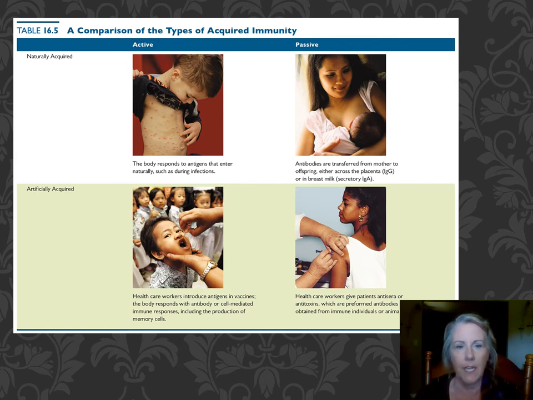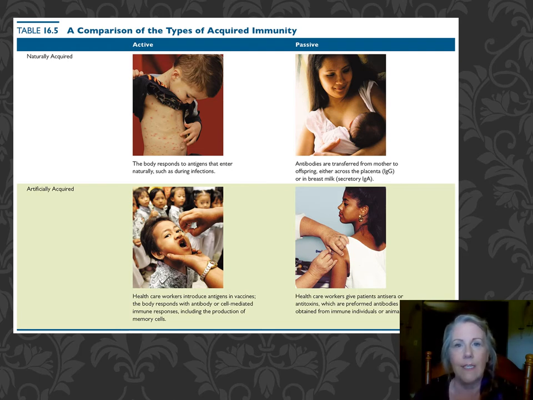Okay, bottom half of the table, artificially acquired. I'm looking at the bottom left, and what do we see there? We have healthcare workers introducing antigens in vaccines. And I said this could be oral administration or injection. So this is when you would go get a vaccine, right? You guys have gotten vaccines before, and the goal of the vaccine is to stimulate antibody-mediated immunity and cell-mediated immunity in your body.